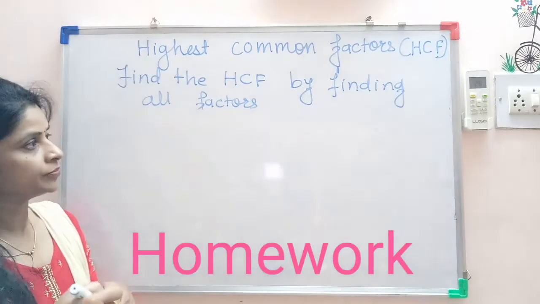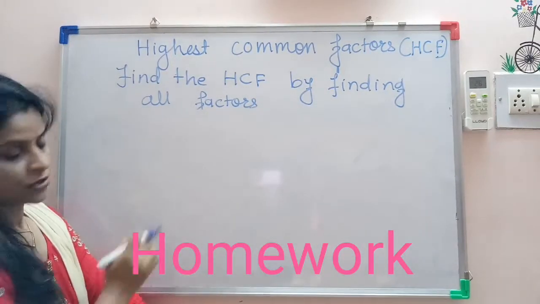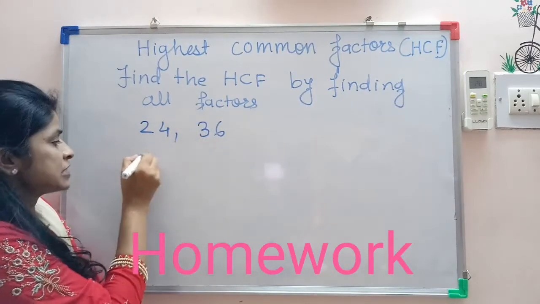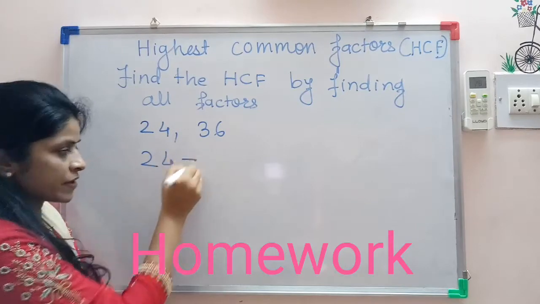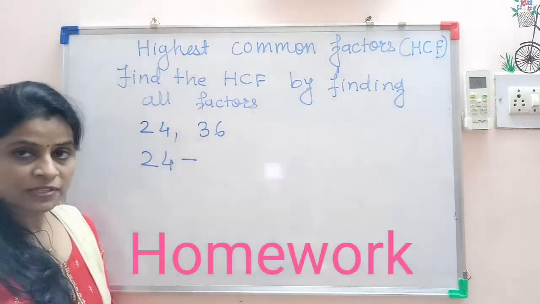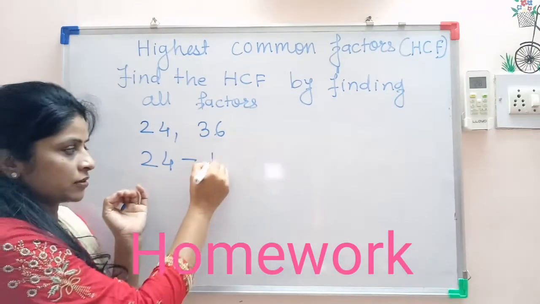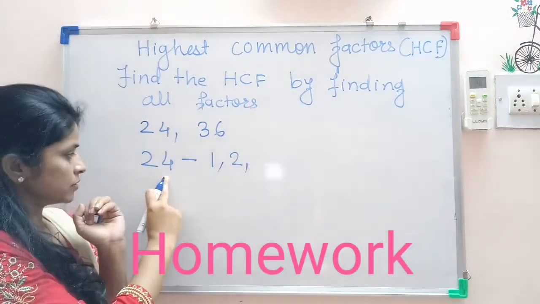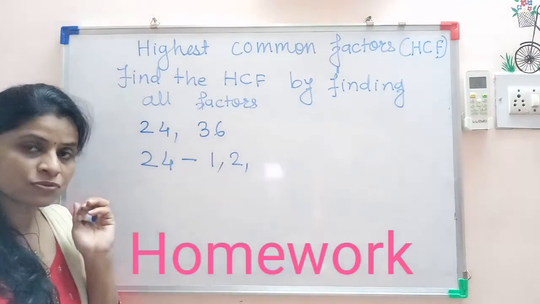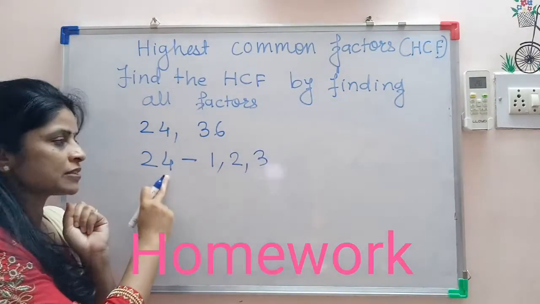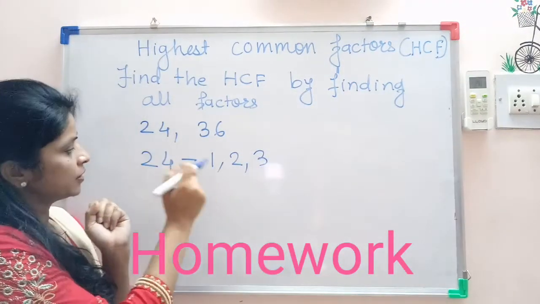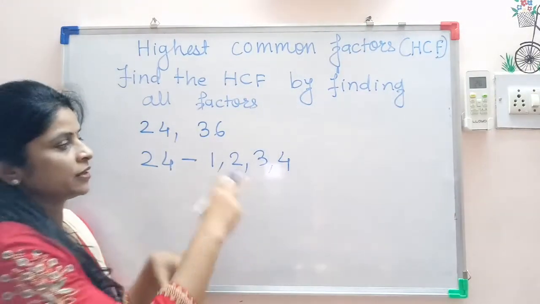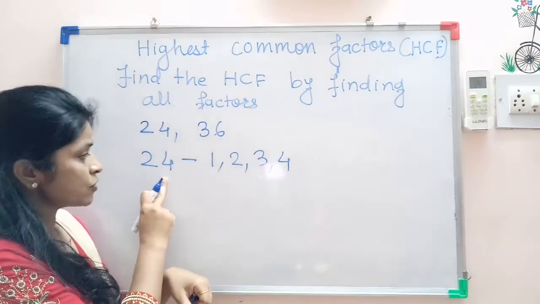Now see the solution for the next example. We'll see the HCF by finding all the factors of 24 and 36. Now first of all we will list the factors of 24. Now by using the divisibility rules we can see that 1 is the factor of every number, 2 is also a factor, 24 is divisible by 2, it is also divisible by 3, it comes in the table of 3, it is also divisible by 4, 4 6s are 24, but 5 is not the factor of 24.